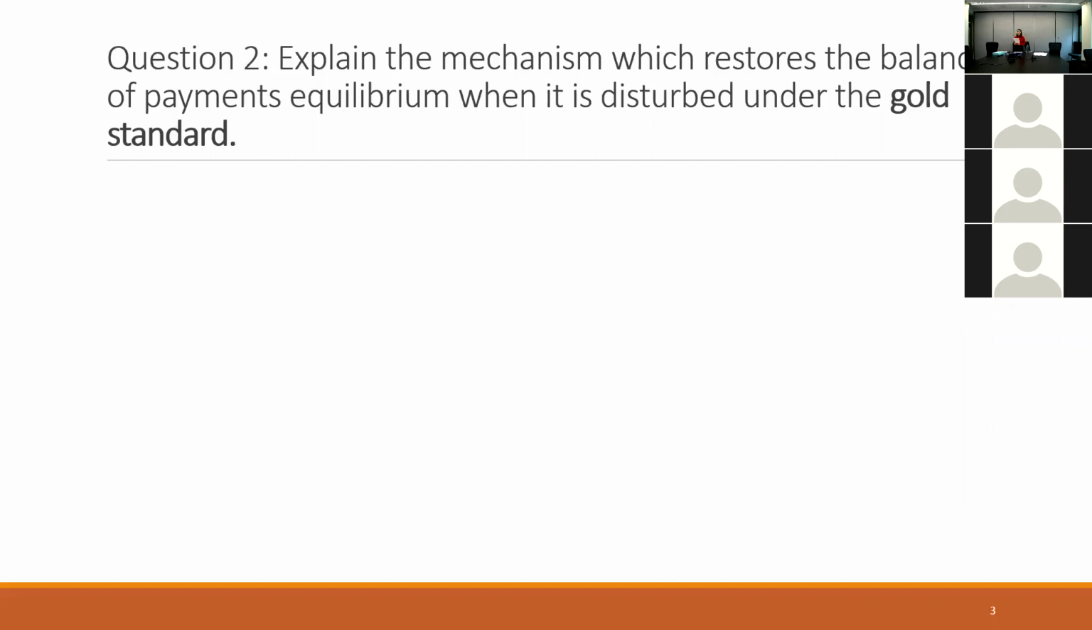So with question 2, we are asked to explain the mechanism which restores the balance of payments equilibrium when it's disturbed under the gold standard, right? So can someone explain to me what is a classical gold standard in 1 or 2 sentences? In simple terms, what is a classical gold standard? You're welcome to unmute anytime if you want to talk.